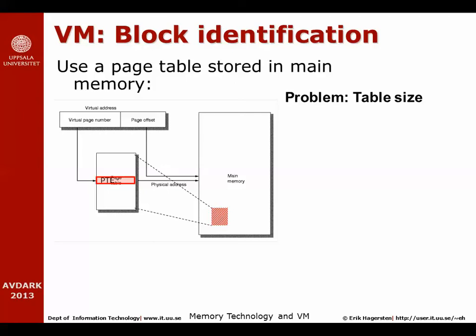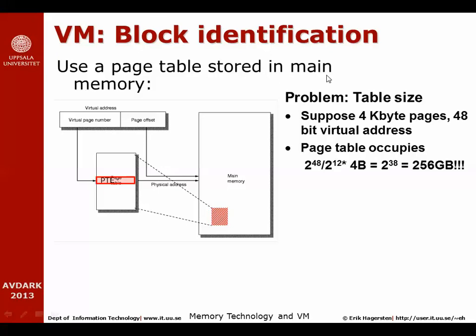But there are a couple of problems with this table scheme. One problem is that the size of this table needs to be enormously large. In modern computer systems, we have an address space of at least 48 bits or so. And if you do the calculation, assume that we have a 48-bit virtual address space.